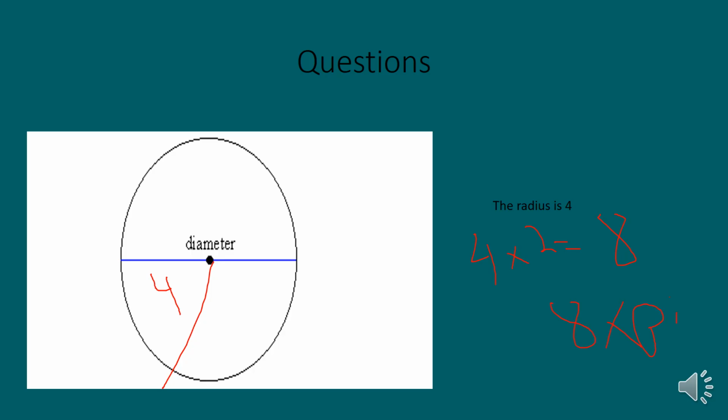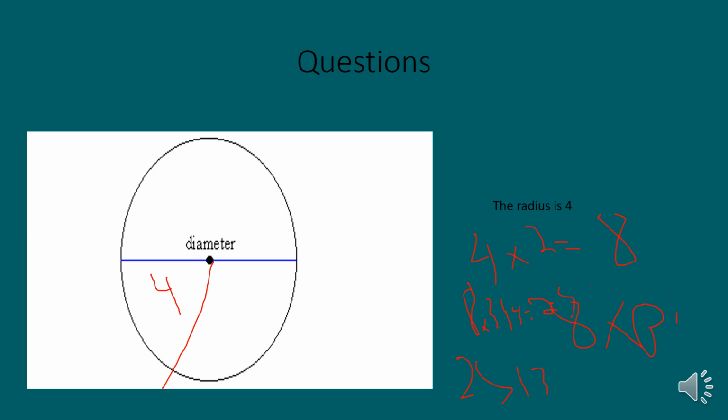So 8 times pi, which pi means 3.14, so 8 times 3.14, if I'm not mistaken, equals 25.13. That's what it is, if I'm not mistaken. So now that you guys know how to do it, you guys did the question.